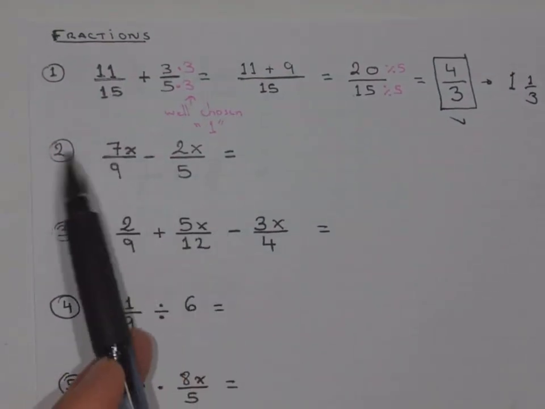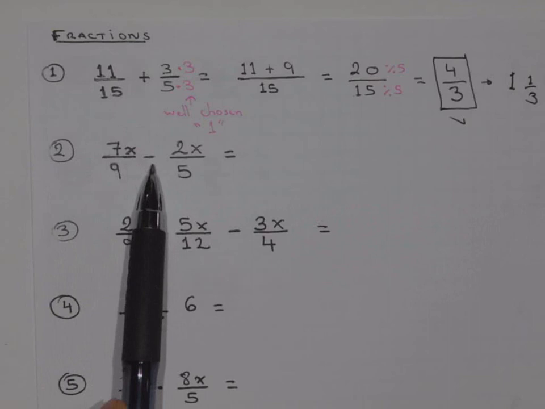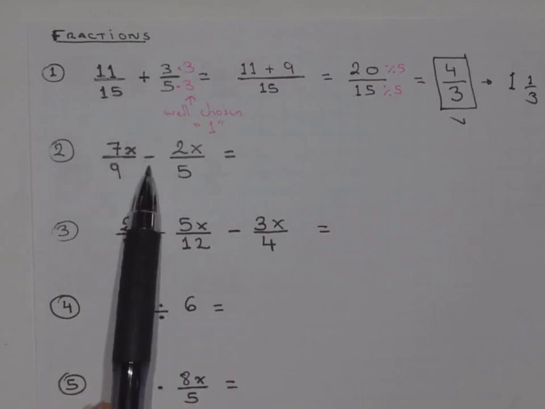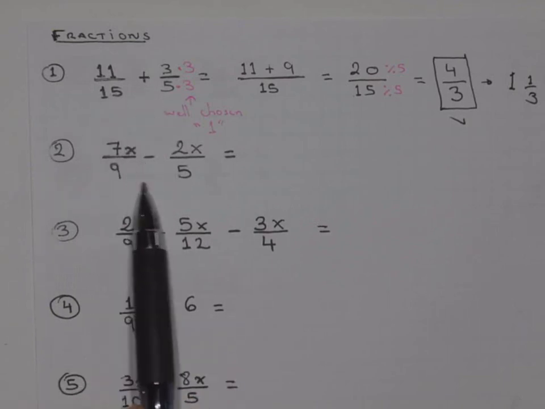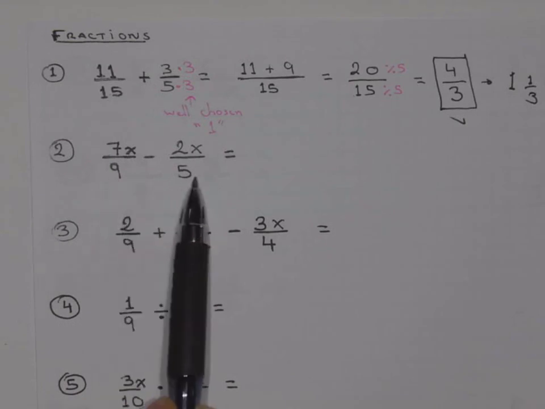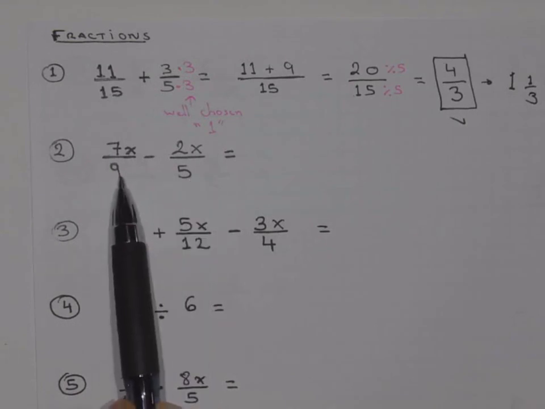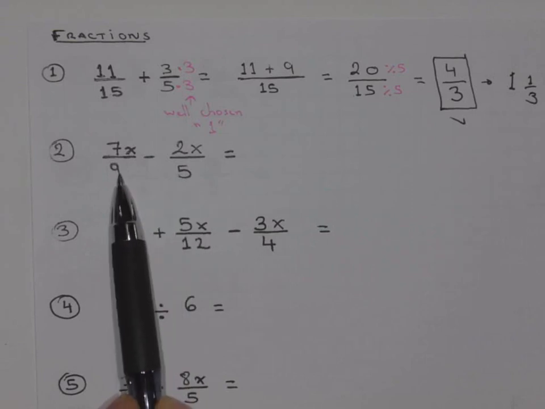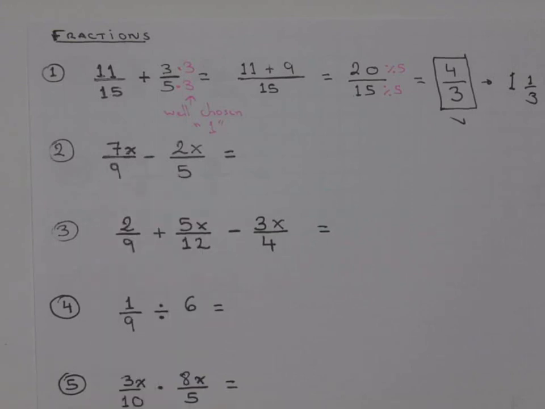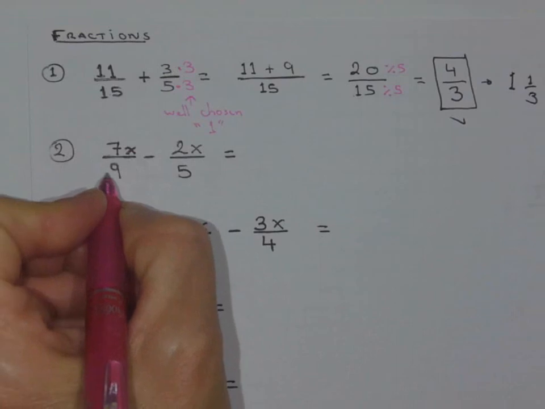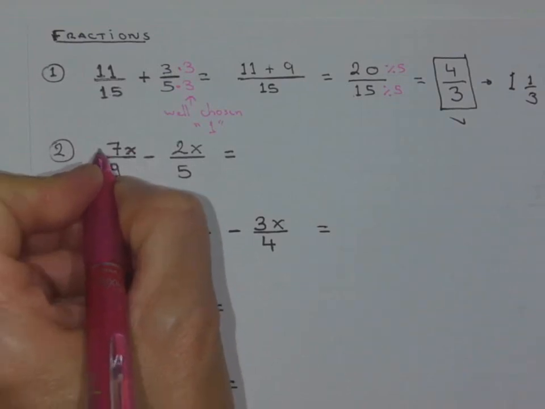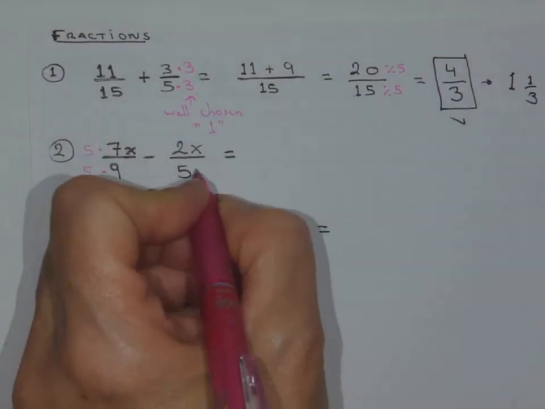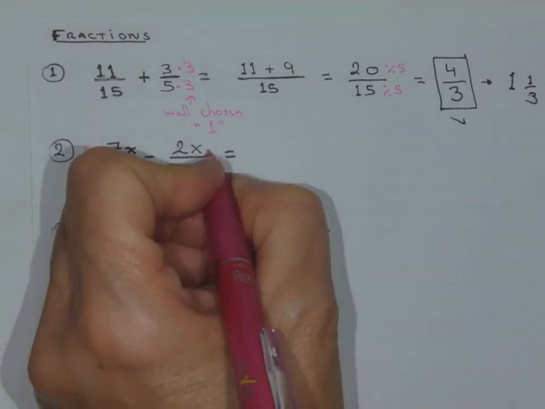Alright, so now let's look at number 2. Number 2 is a subtraction, so every time you add or subtract, you're going to need a common denominator. So we need that same number at the bottom. 9 times anything cannot give me 5. 5 times anything cannot give me 9. So we're just going to multiply them by each other. So this fraction is going to be multiplied by 5, top and bottom. And this one is going to be multiplied by 9, top and bottom.